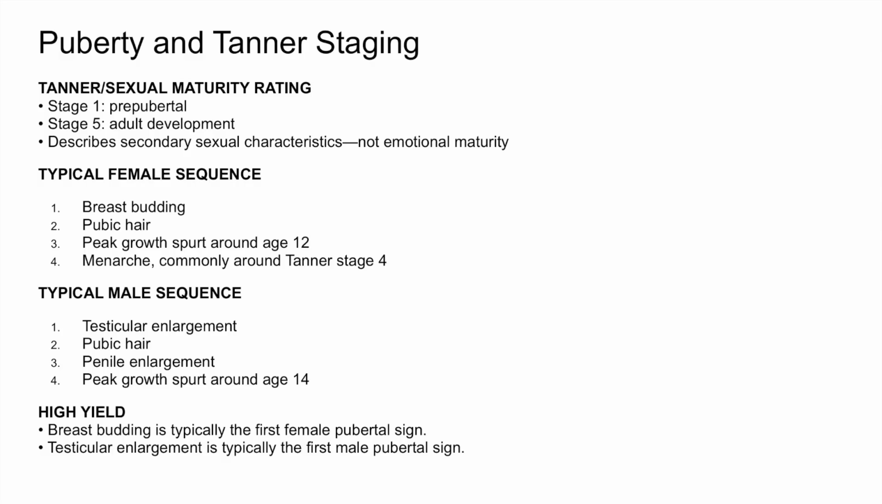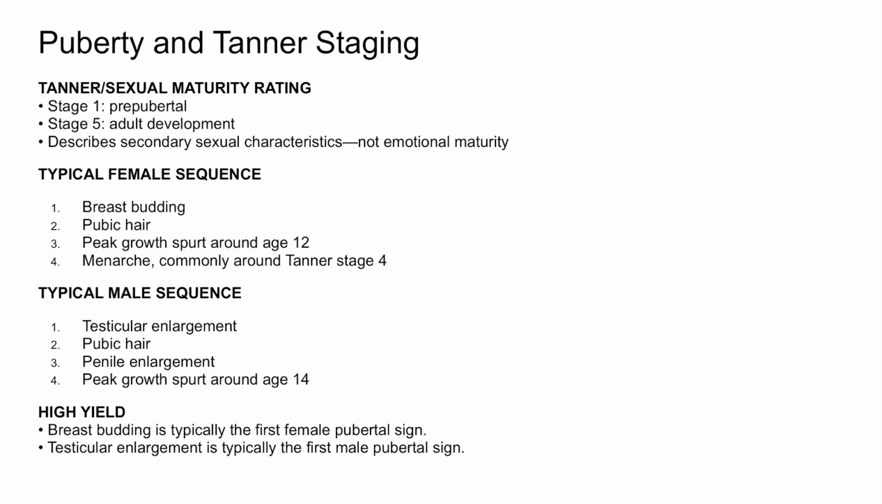In girls, the first sign of true puberty is usually breast budding. Pubic hair often follows the peak height velocity, which occurs relatively early, and menarche typically occurs 2 to 3 years after breast development begins, commonly around Tanner breast stage 4. In boys, the earliest reliable sign is testicular enlargement, followed by pubic hair and penile growth. Their peak growth spurt occurs later in puberty than it does in girls.